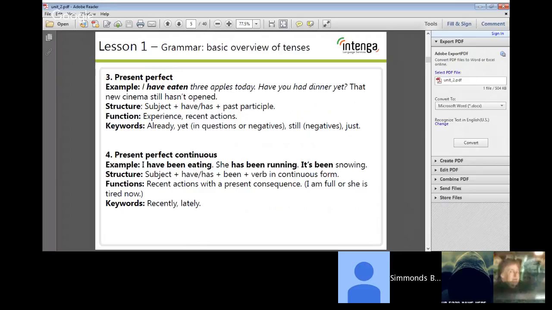Yes. So read the tense and example, please, on this page, the 2 of them. Okay. Present perfect. Example, I have eaten 3 apples today. Have you had dinner yet? That new cinema still hasn't opened. That's enough? Well, now you can read number 4 with the example as well, okay? Present perfect continuous. Example, I have been eating. It has been snowing. Very good. Okay, so these are the 3 examples.